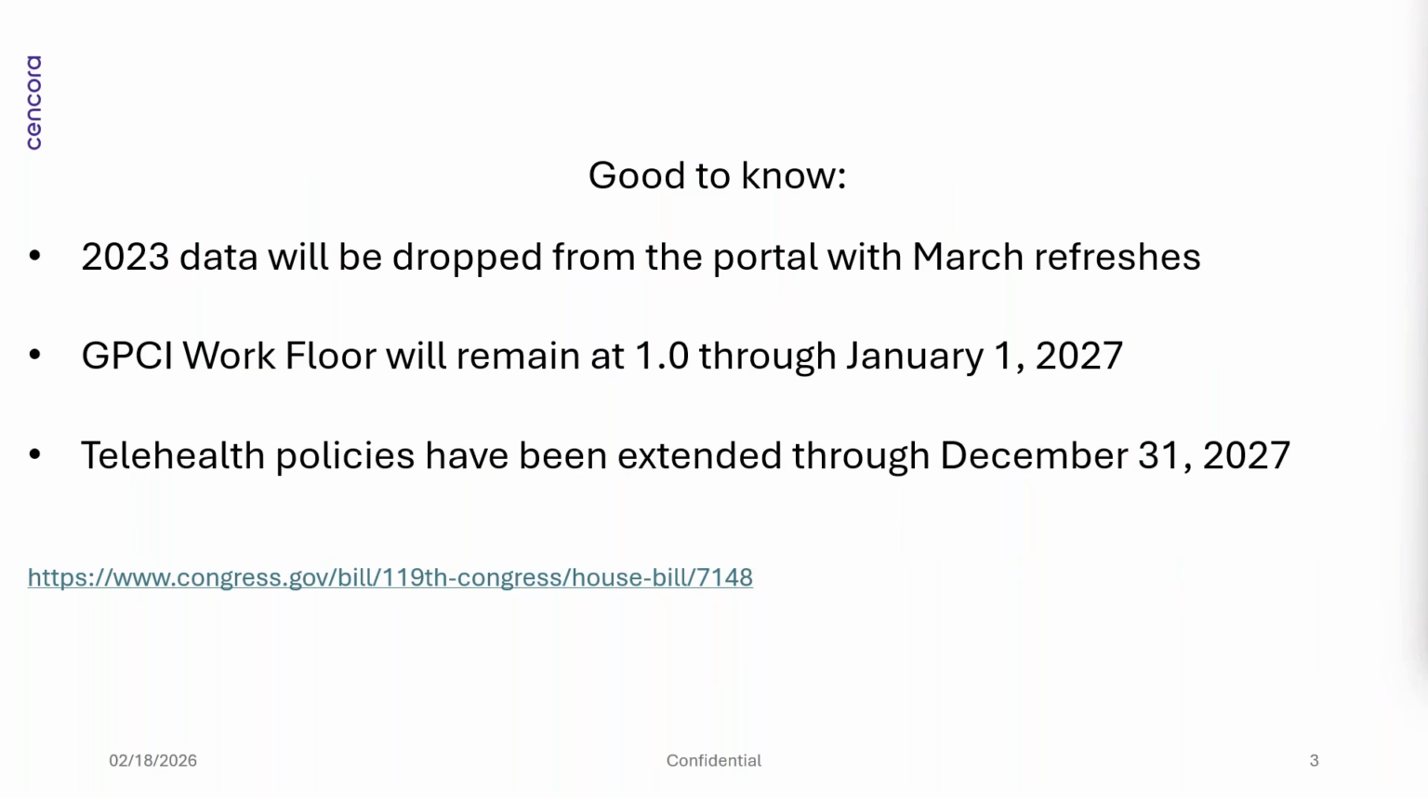Also, Congress passed H.R. Bill 7148. That was the Consolidated Appropriations Act, and that kept the GPCI work floor at 1.0 through January 1st of 2027. They also extended the telehealth policies through December 31st of 2027. So that was like a 2-year thing, which is great. And both of those actions really are going to help out the rural practices. Now, I've given you a link to the actual bill where you can find this information. And if you want to see it, it's in section 6208 and 6209 in that bill.